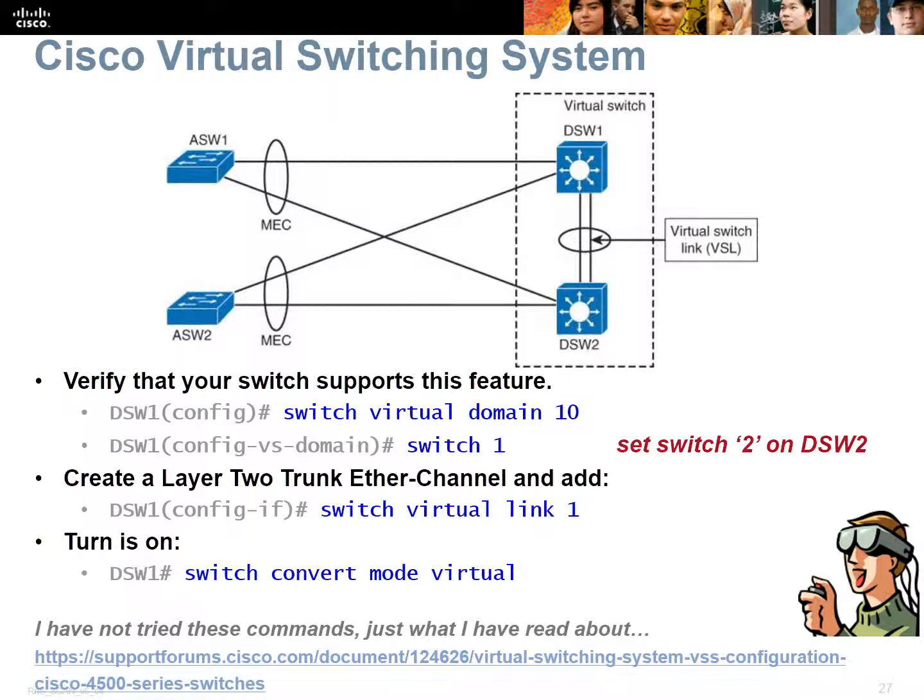Now, like I said, I haven't done this in a lab environment, and there are no labs to do this because we don't have the equipment. But there are plenty of different case studies about setting up virtual switching systems.